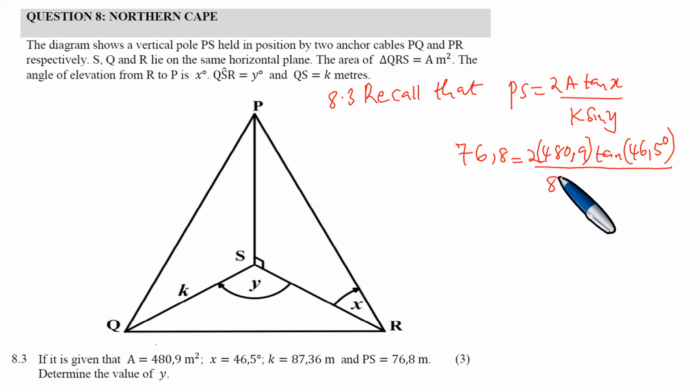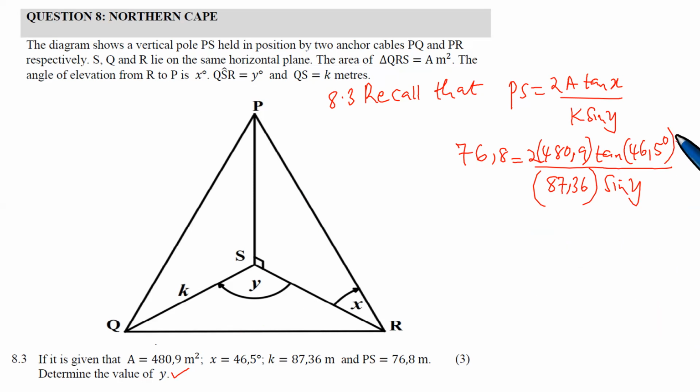So we have 87.36 meters, multiplied by the trigonometric sine of y, and we have this. Now, what is this here? What is the examiner interested in from the Northern Cape? They are saying, please, learners, find the value of y. So we can see that y is the unknown, and we need to find the value of y.